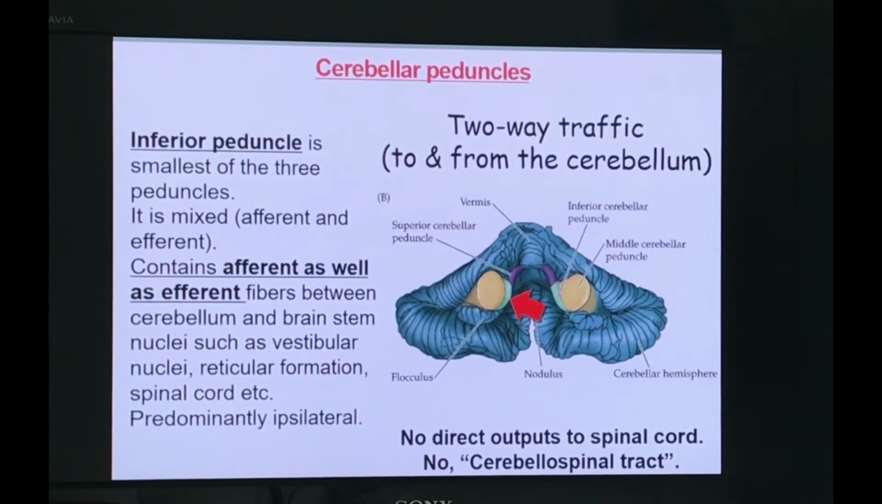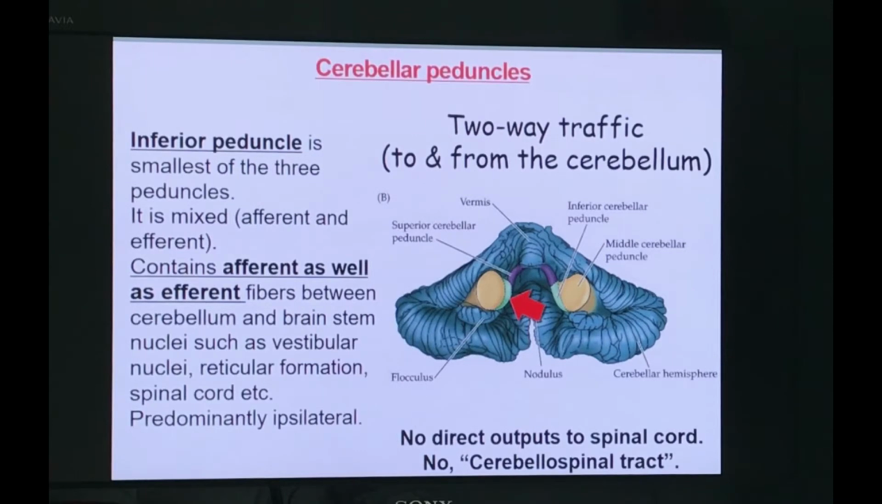So they don't have direct control over the lower motor neurons. They send the information to the brainstem and to the cerebral cortex, and indirectly it influences voluntary movements. It contains afferent as well as efferent fibers between the cerebellum and brainstem nuclei, which are the vestibular nuclei and reticular nuclei present throughout the brainstem, and the spinal cord, not directly, but through the other nuclei, and these are predominantly ipsilateral.